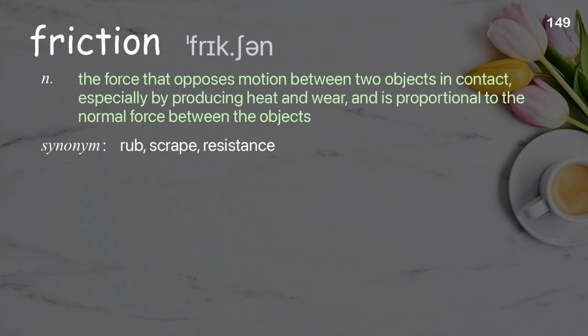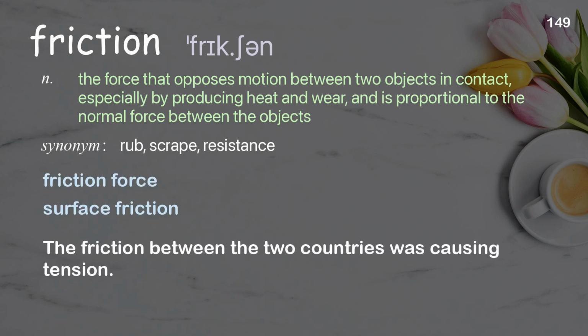Friction: The force that opposes motion between two objects in contact, especially by producing heat and wear, and is proportional to the normal force between the objects. Examples: Friction force. Surface friction. The friction between the two countries was causing tension.